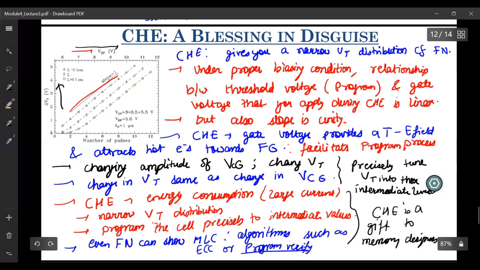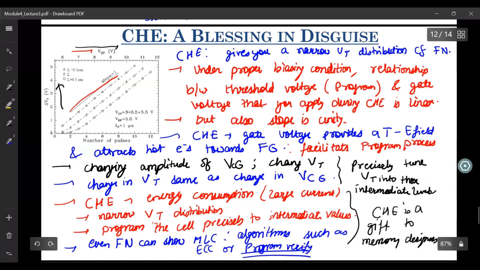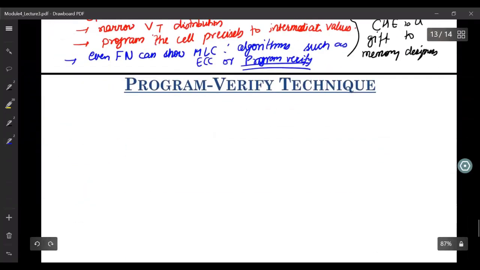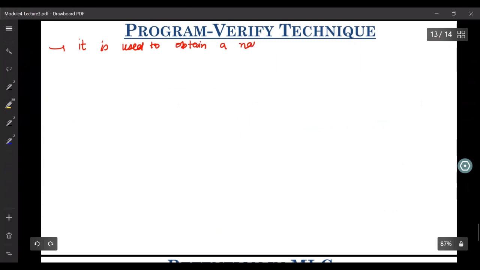So program verify scheme is an algorithm which can be used to narrow the distribution of any mechanism. It can be used to narrow the VT distribution for CHE, for FN, of any kind of physical mechanism. Let us now look at this program verify mechanism. So this program verify mechanism, why is it used? It is used to obtain a narrow VT distribution regardless of physical mechanism.